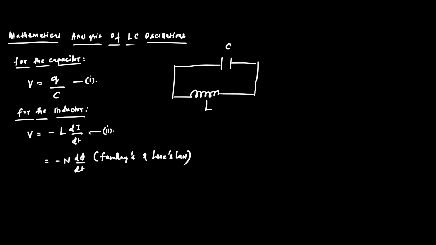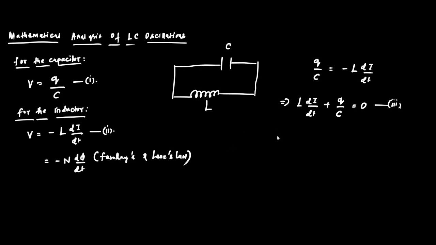So here, if we compare equations 1 and 2, we will have Q by C is equal to minus L di by dt. That implies L di by dt, where L is inductance and this is the rate of change of current, plus Q by C, that is equal to 0. This is, let's say, equation number 3.